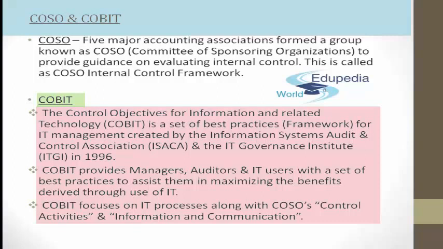So what does COBIT usually do? Basically, COBIT provides managers, auditors, and IT users with a set of generally accepted measures, indicators, and processes, and some of the best practices to assist them in maximizing the benefits derived through the use of IT and developing the appropriate IT governance and control in a company. COBIT basically focuses on the IT processes, along with COSO's control activities and information and communication.